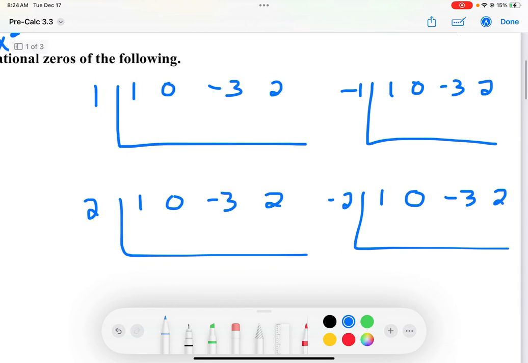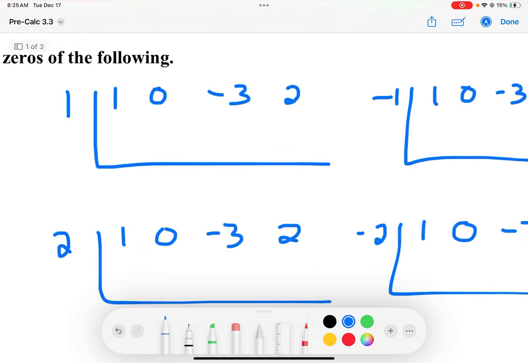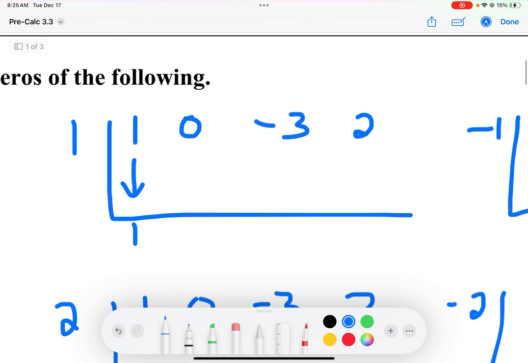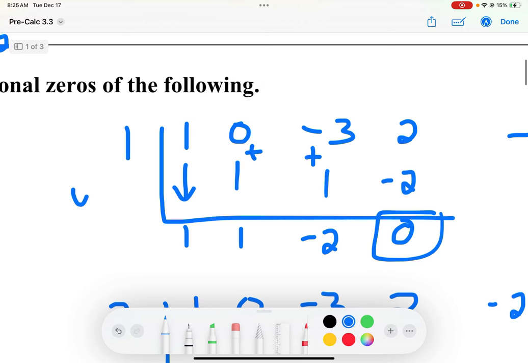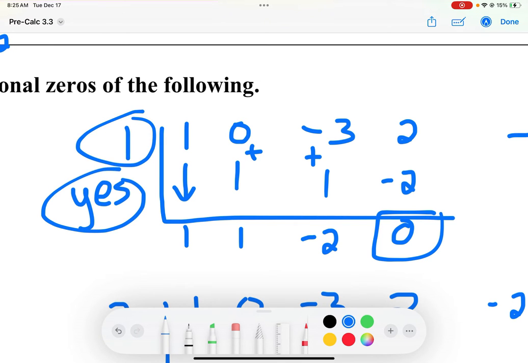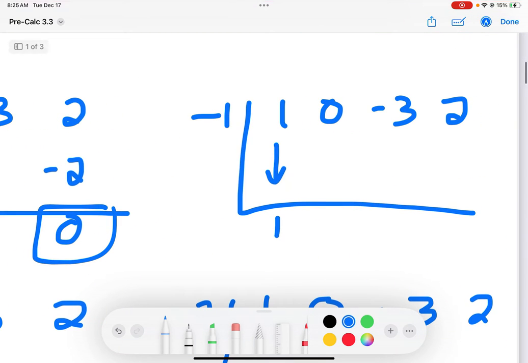This is one way you can do it, and I'm going to show it this way. There actually is a shorter way, or kind of a shortcut. So if we did it this way, we'd bring down the 1. 1 times 1 is 1. Add those up, we get 1. 1 times 1 is 1. Add those up, you get -2. And 1 times -2 is -2. So this one does give us a 0. So yes, 1 is a 0.